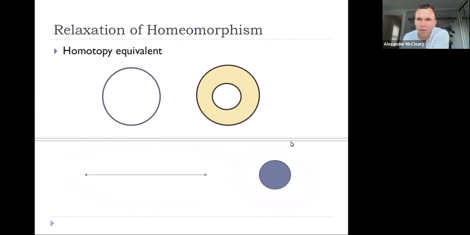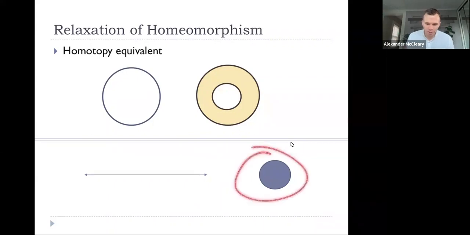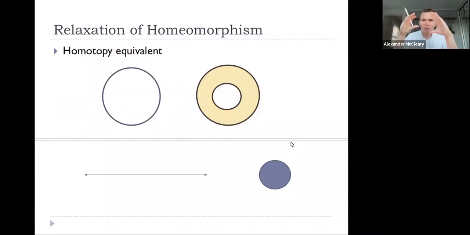And one way you can think of that is that you can imagine taking both of these spaces and continuously contracting them down to a single point. You can do that with both of these spaces here. Note that you can't continuously contract this space down to a single point because you have that hole in the middle. So eventually that's going to have to close up.